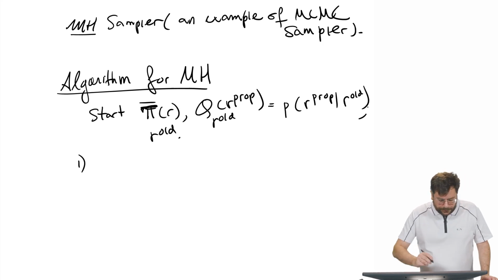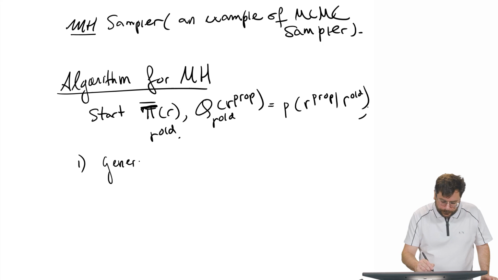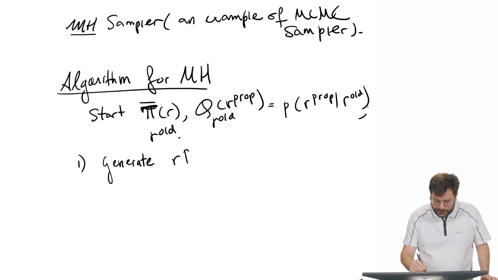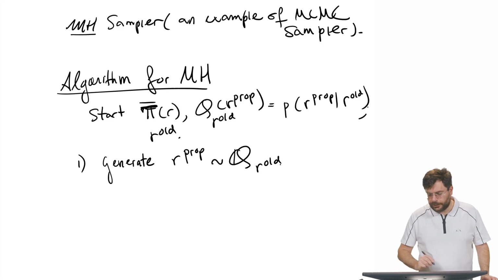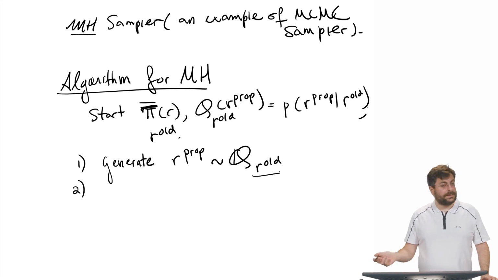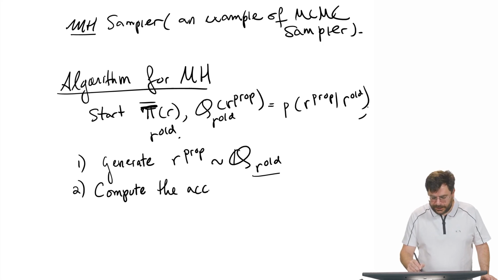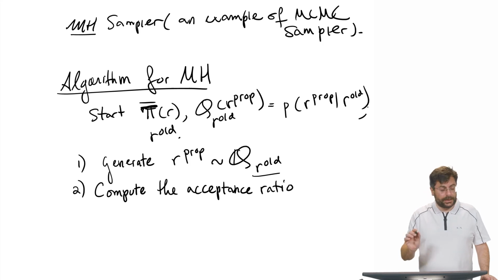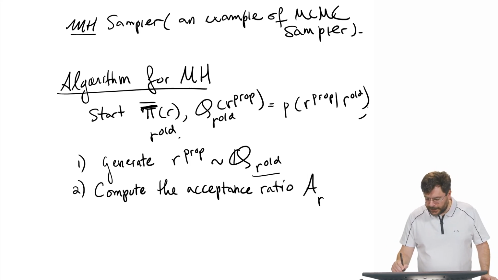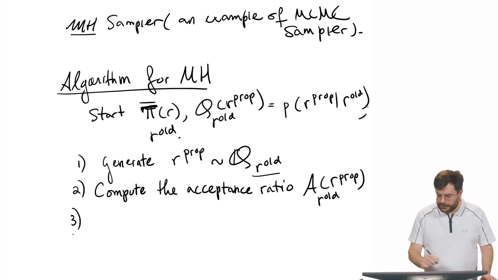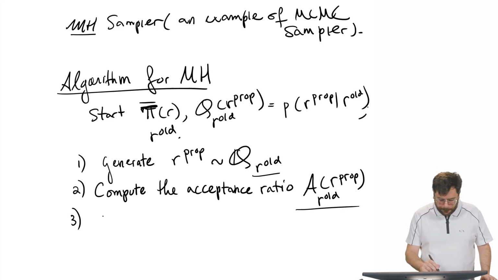So step number one, generate an r proposed from your Q distribution, which depends on parameters like r old. Then compute the acceptance ratio, which we'll talk about in just one second, and that acceptance ratio is A of r old, r proposed. We'll define this in just one second.